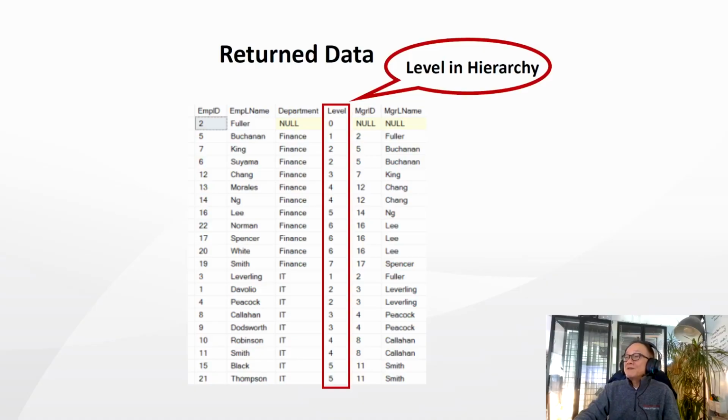Keep these very important concepts about SQL recursive processing in mind. Though we used an organizational chart in our discussion, there are many other similar use cases, and they are widely used in industry. This is the end of our discussion.